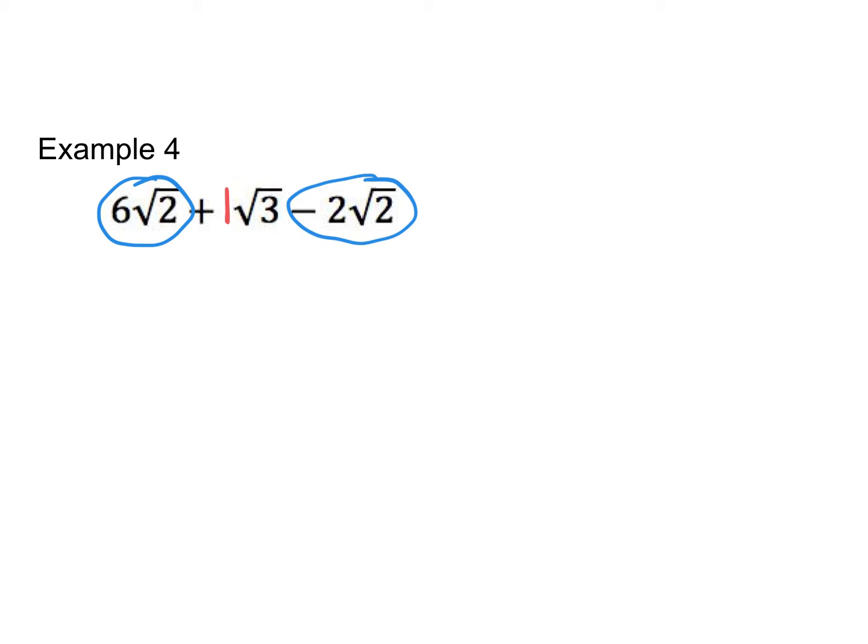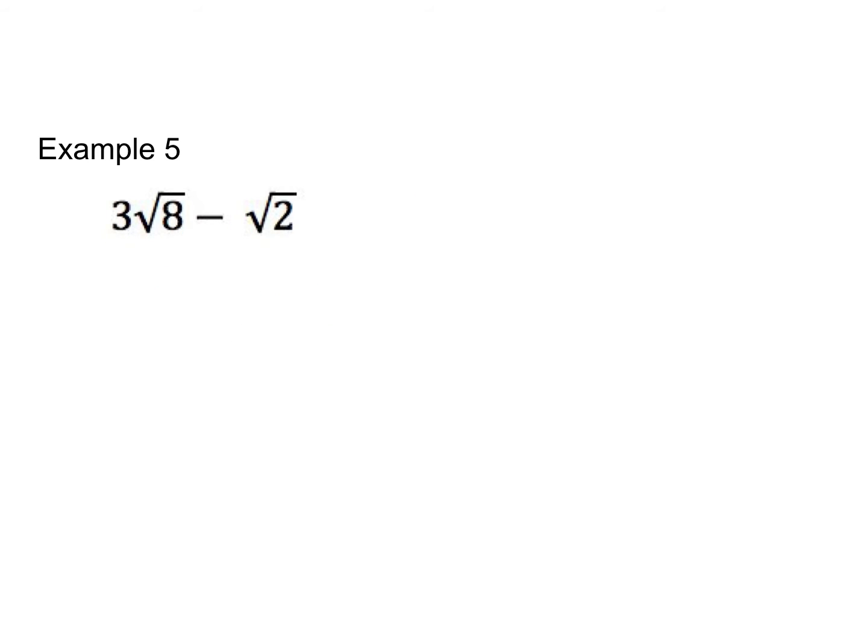So we're going to combine 6 square roots of 2 and then minus 2 square roots of 2. So 6 minus 2 is 4, and then square root of 2. And then we still have plus 1 square root of 3. Let's look at these. This is a square root of 2. This is a square root of 3. Can I add those together? No, I cannot. So this is a weird looking answer, but it is the correct answer.